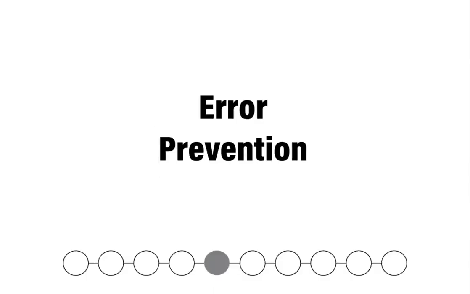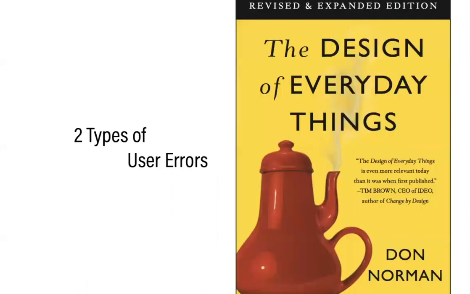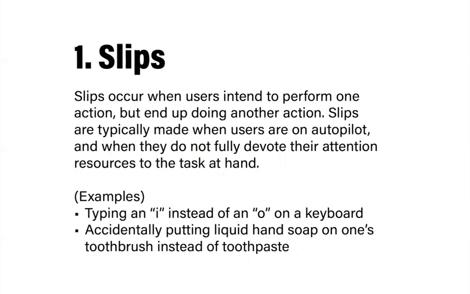Error prevention. There are 2 types of user errors. Both are discussed in much greater detail in Don Norman's book, The Design of Everyday Things. First kind of user error is called slips.